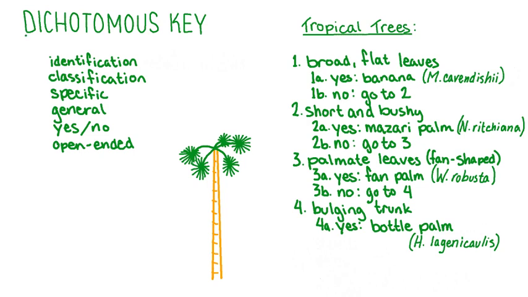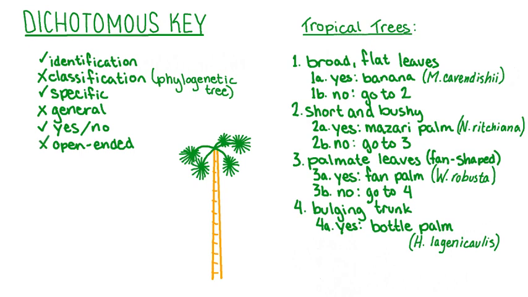A dichotomous key is a tool used for the identification of organisms. It's not to be confused with a phylogenetic tree, which shows classification and evolutionary relationships. A single dichotomous key is meant to be used with a specific set of specimens, not a wide range of different organisms. They're designed to allow scientists to identify an organism from a group of different organisms by answering a set of yes or no questions.